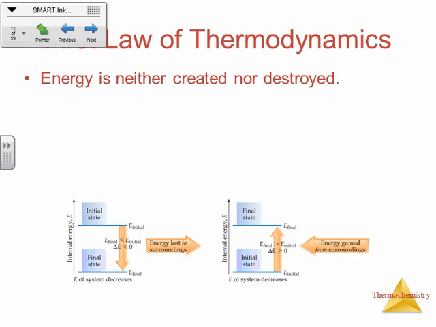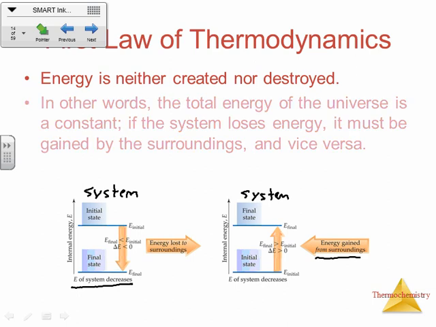And so you can have two different scenarios here. If you've got your system right here, and if the energy of the system decreases, then that means that the energy of the surroundings actually increases. This energy gets lost to the surroundings. Or your other scenario, if this is your system, you can put energy in from the surroundings, and then the system gains energy. So it usually flows from the system to the surroundings, or from the surroundings to the system. The total amount of energy in the universe is constant, and again, this is excluding nuclear reactions.